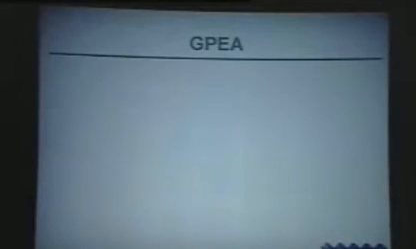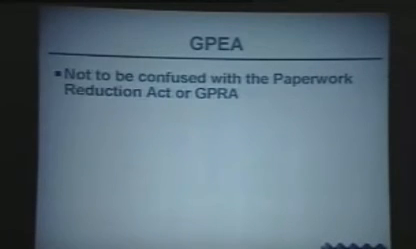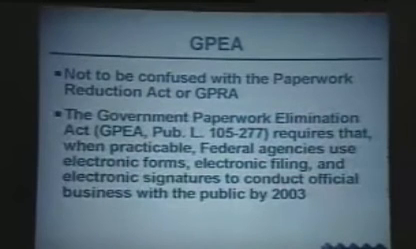Now, you see GPEA, and you say, huh, he forgot how to spell GPRA. No, it's not GPRA. GPEA is something different. I don't want it to be confused with what's known as the Paperwork Reduction Act or GPRA, the Government Performance and Results Act. GPEA is the Government Paperwork Elimination Act, and it has a public law involved with it. And it basically says that all of the government, not just the NIH, has to become a paperless organization.